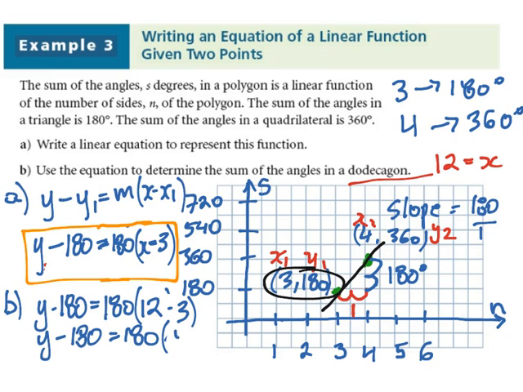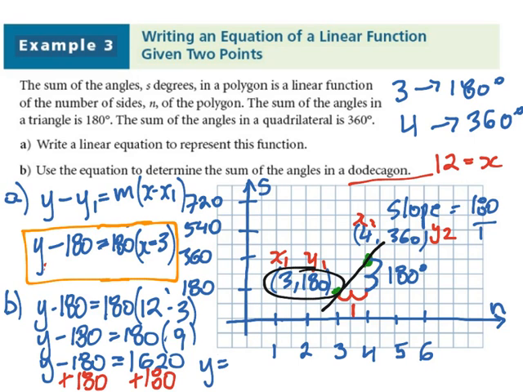Lastly, we'll have on the left-hand side y minus 180. 180 times 9 is 1,620. We have to isolate y. So we add 180 to both sides. And we get y is equivalent to 1,800 degrees for the sum of the interior angles in a dodecagon.